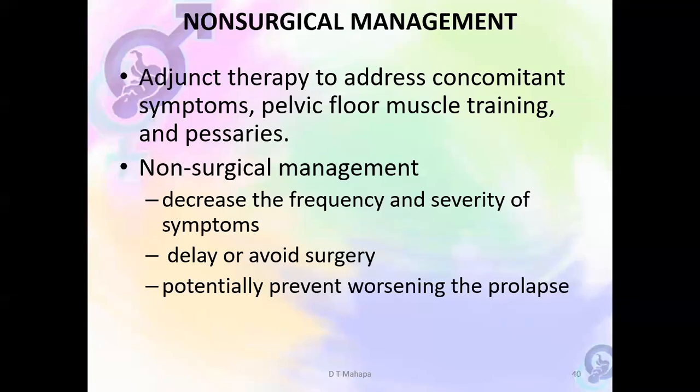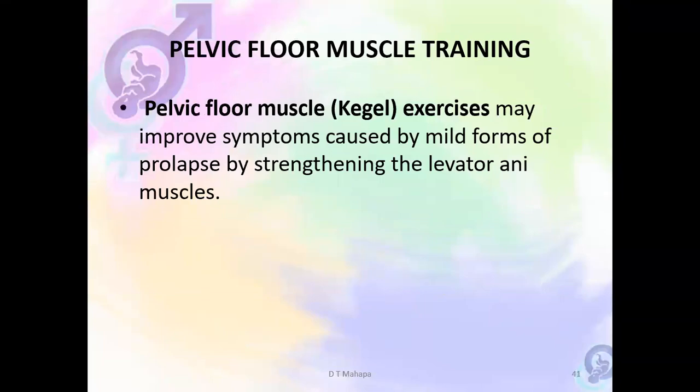The advantage of not jumping to surgery: there are methods that you can use, like pelvic floor rehabilitation, that will decrease the frequency and the severity of the symptoms of pelvic organ prolapse. Or you can use that non-surgical method to delay, to plan surgery, or to avoid surgery altogether. Because the non-surgical methods prevent the worsening of the prolapse. They might not correct it, but they might prevent it.